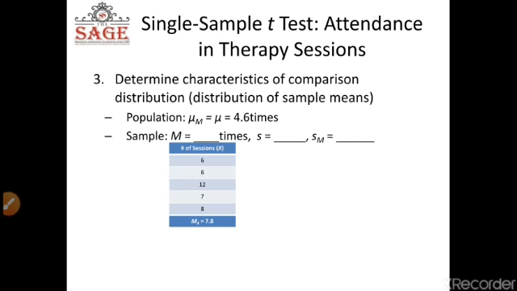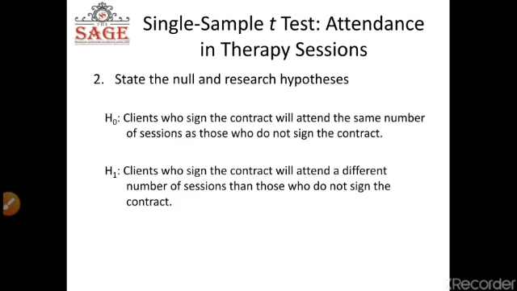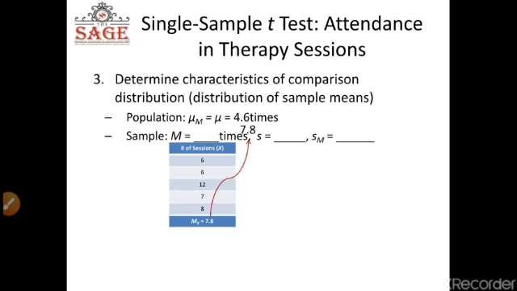Now here we are going to calculate our single sample t-test. So how are we going to calculate it? Population mean is given to you. If you remember the question given to you, only 4.6 sessions were attended by students. Then the sample mean that we got was 7.8. You add up 6, 6, 12, 7, 8 and divide by 5 and you'll get the sample mean.